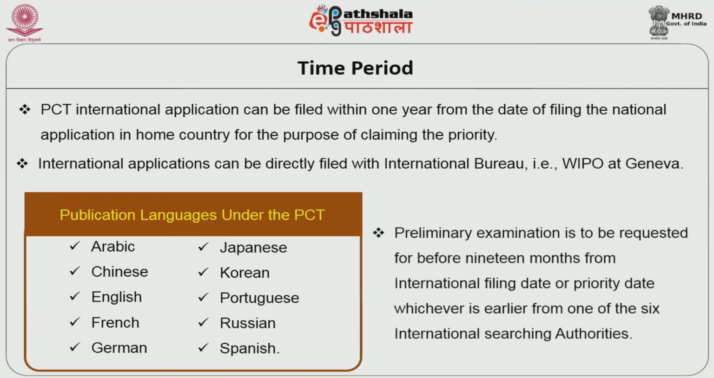Then preliminary examination, again just like the national phase, has to be requested before 19 months from the international filing date or priority date, whichever is earlier. So once you get the patent in one particular country, you can get the patent in some of the countries in which the patent is having the commercial application.